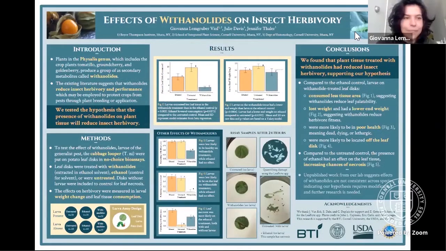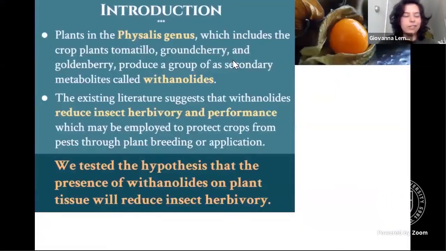Thank you. Yeah, my project is titled The Effects of Withanolides on Insect Herbivory. I have chopped up my poster to make it easier to see.